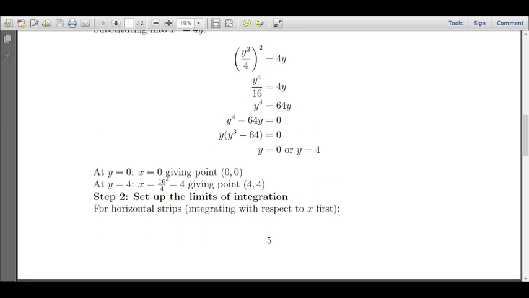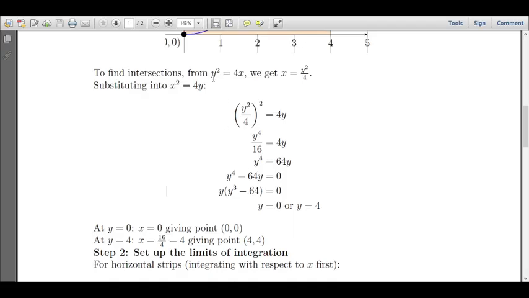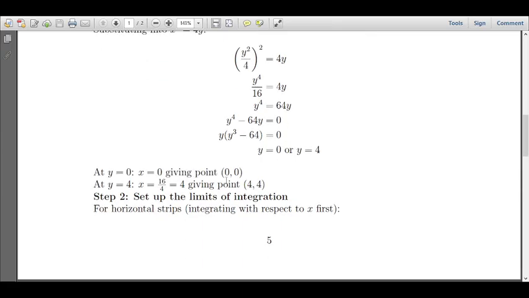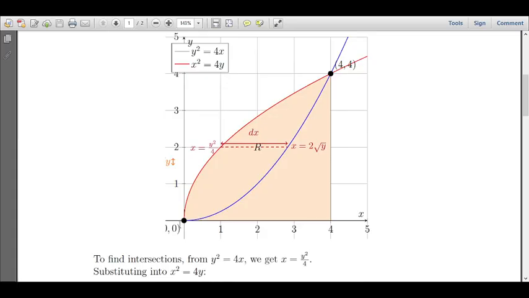So if you give y equal to 0, then x equal to 0. If you give y equal to 4 here, 16 by 4, so x equal to 4. So the intersection points are (0, 0) and (4, 4).